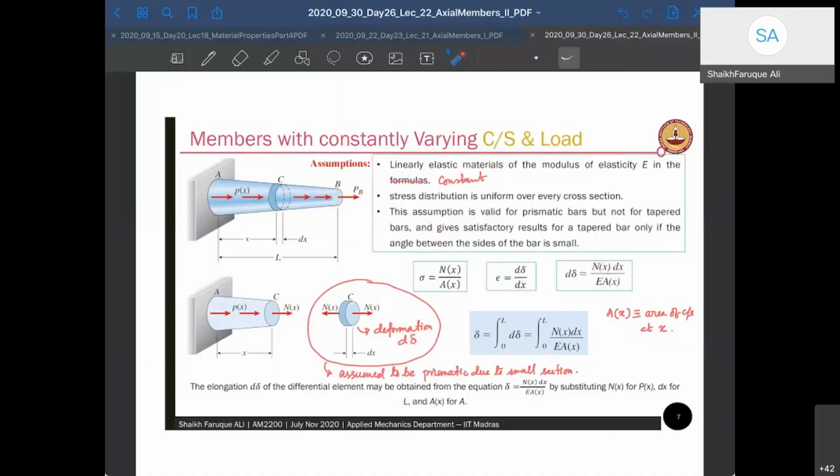So the total deformation is going to be, you have to integrate it from 0 to L. Total deformation becomes the integral from 0 to L of d delta. In place of d delta, you now replace this whole thing, and it comes out to be Nx by EA dx.